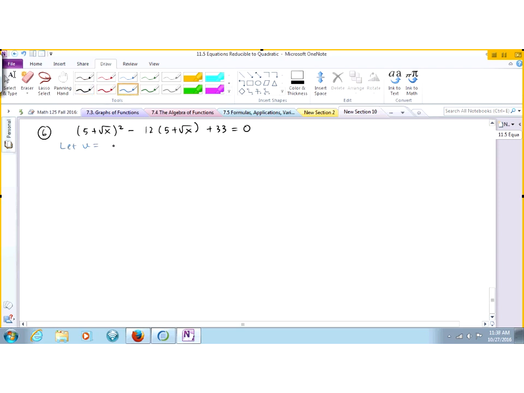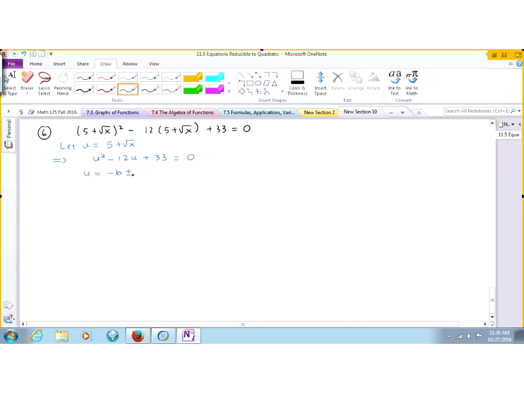So, this one, do we have a u? What is u? Yes, good. 5 plus square root of x. Then, if I say let u equal 5 plus square root of x, what do I have? u squared minus 12u plus 33 is equal to 0. Is it factorable? Oh, this is not factorable, is it? No. So this is where you have to do it.